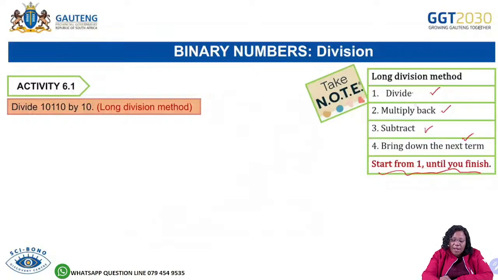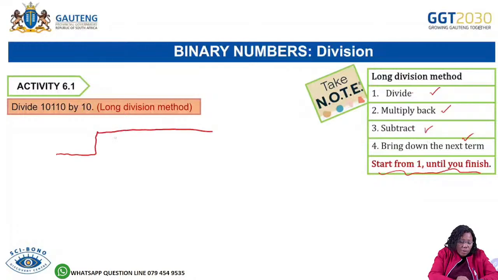That means you divide, you multiply back, you subtract, you bring down the next term until all the terms are now exhausted. Okay, that is the method you will be applying, grade 12. There is no other method except long division and the calculator method. Okay, now let's start. Do you still remember the notation?